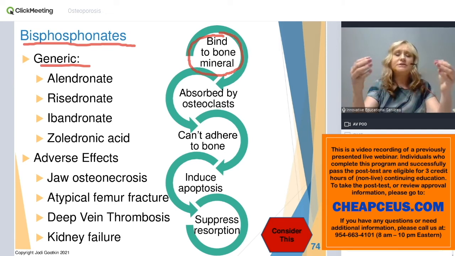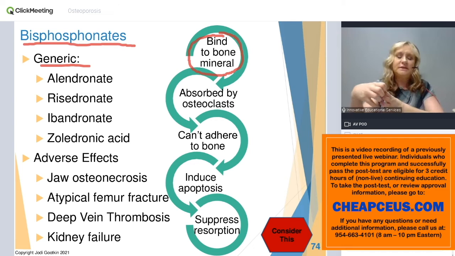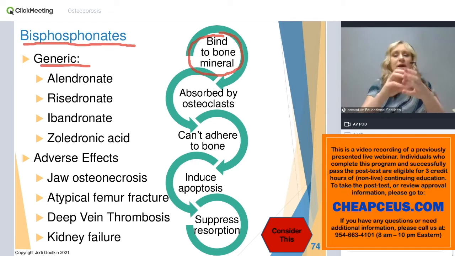The osteoclasts are going to absorb the components of this medication, and when the osteoclasts absorb them, the binding sites are changed and they can't actually adhere onto the bone to start breaking it down. Because the osteoclast can't do its activity to break down the bone, which is what we want because we want it to be protective, that osteoclast is going to undergo apoptosis, which means cell death. So those osteoclasts die and are not functional, and now the reabsorption is suppressed, and bone integrity should start to improve for that individual.